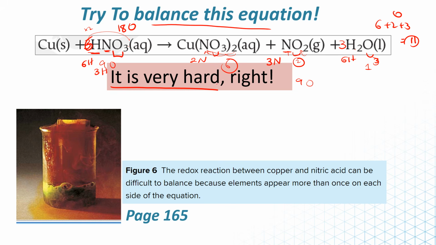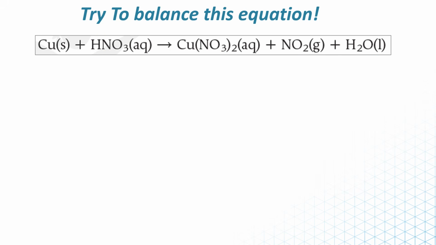It is very hard, right? It's super hard. It is super hard to balance this equation. So what should we do? How can we balance it? Okay, how can we balance it? We need to think, does a redox reaction happen here?